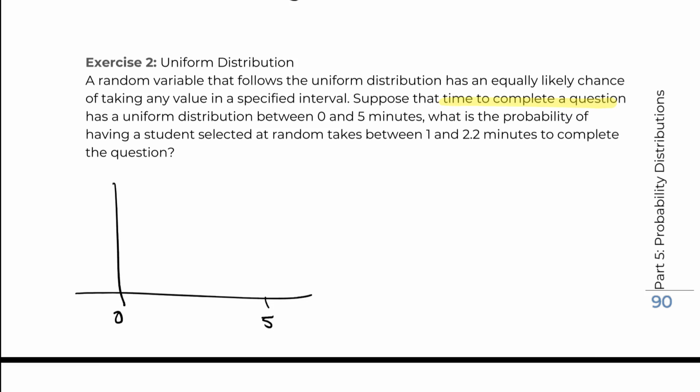It's all equally likely. And then oops, I don't want to go past 5, so I'm going to redraw that. After 5 minutes, it drops to 0. Before 0 minutes, it's 0. So if you wanted to be really, really accurate, you could do that.